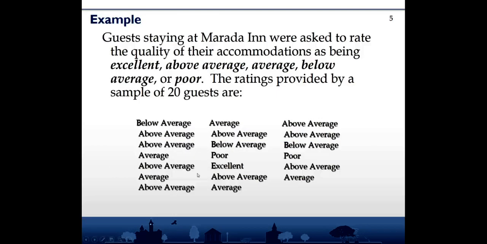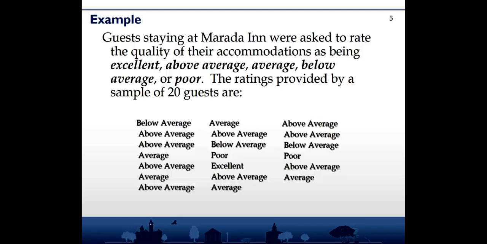Such as here we have categorical data. Guests staying at Marada Inn were asked to rate the quality of their accommodations as being excellent, above average, average, below average, or poor. So 5 different quality ratings. We have a sample of 20 guests. These are the ratings. How can we summarize this data?